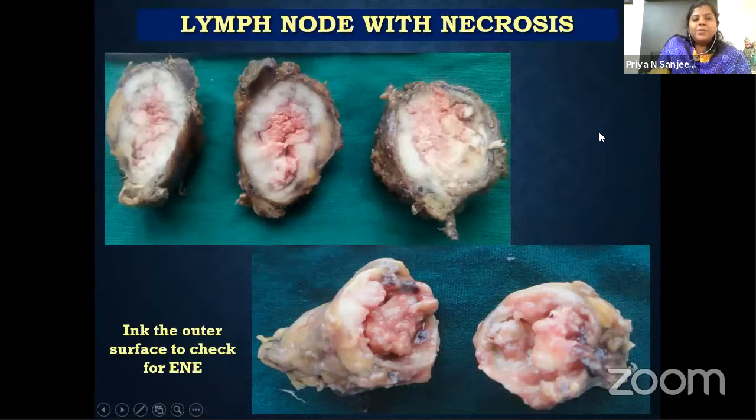So these are some of the photo micrographs to tell you how the necrosis appears in the gross. So in the central area, the solid area represents the lymph node part, and the central area represents the necrosis, and you can see the hue of the adipose. And in such specimens, when you are suspecting there is invasion into the capsule grossly, we can ink the outer surface to check for extranodal extension.